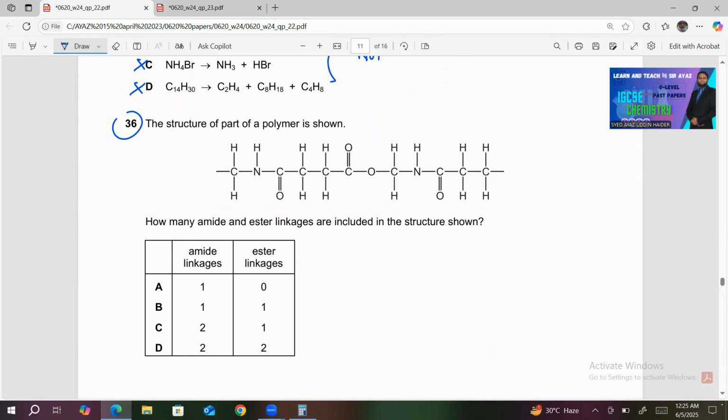36. The structure of a part of a polymer is shown. How many amide and ester linkages are included in the structure shown? Amide linkage, this is amide linkage. One amide linkage. Two amide linkage. So we have two amide linkage, so either C is correct or D is correct. A and B is incorrect. What about ester linkages? We have only one ester linkage in the structure. So C must be the right answer for MCQ number 36.